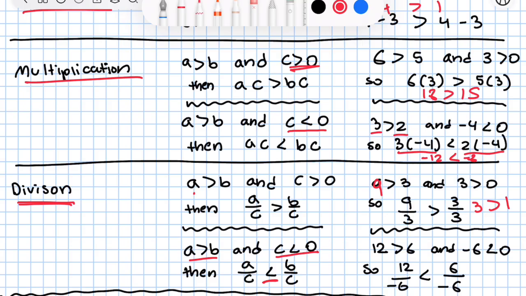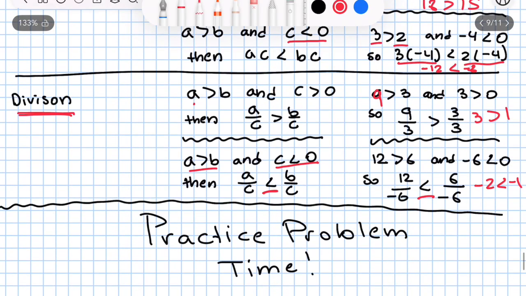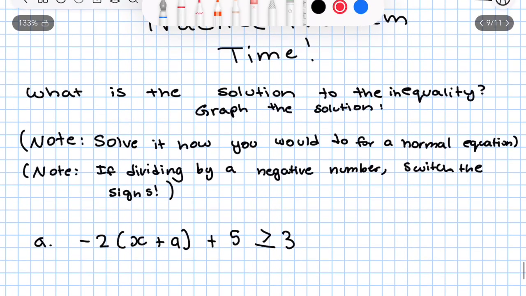So then it must be 12 over negative 6 is less than 6 over negative 6, which is true. Negative 2 is less than negative 1. Practice problem time. What is the solution to the inequalities?